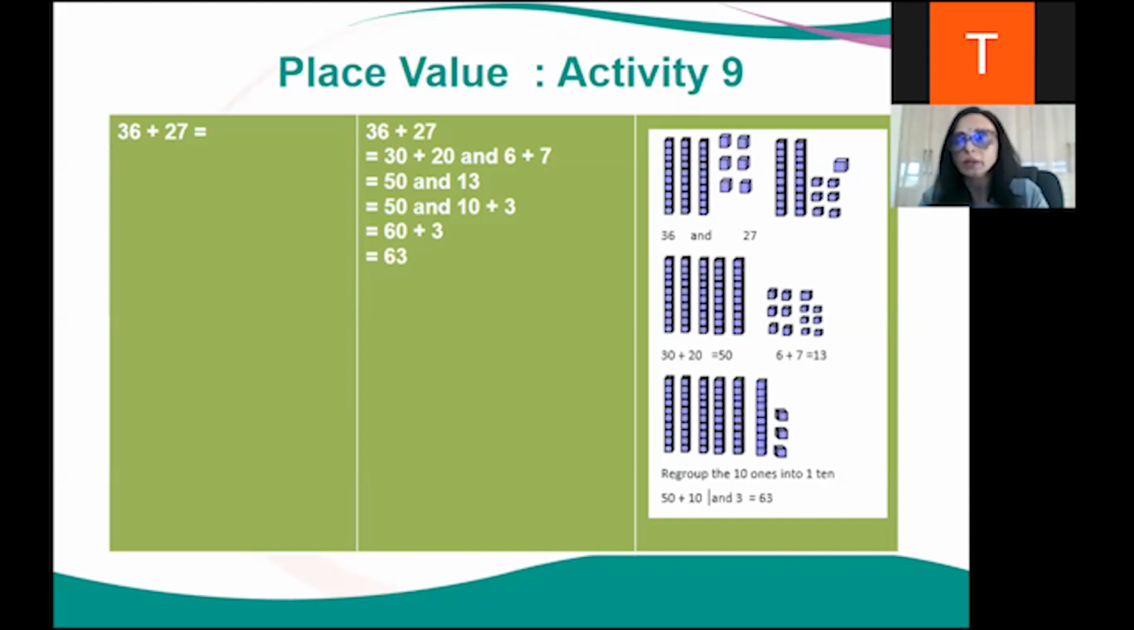Now let us explain how we've done this using the base 10 blocks, 36 and 27, as you can see on your extreme right. So 30 plus 20 will give you 50. That was straightforward. And then the problem is 6 plus 7 will give you 13. Now we need to add 13 to 50. So what we do is we break down the 13 into 1 ten and 3 units. So we take the 10 and add it to 50, and we're left with 3 units, which will give you 63. What we've done, we have regrouped the 10 ones into one group of 10.